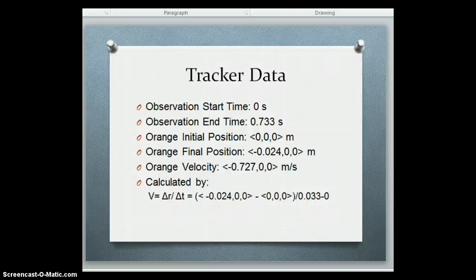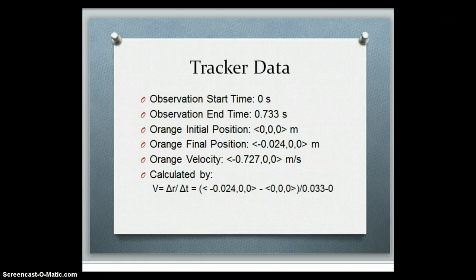You can see there that after calculating the velocity of the orange, which is negative 0.727 meters per second in the negative x direction, to the left, that can be calculated by the equation v equals the change in position over the change in time. And the way that we calculate that is by taking the orange's final position minus its initial position, over the final time minus the initial time of the object moving.